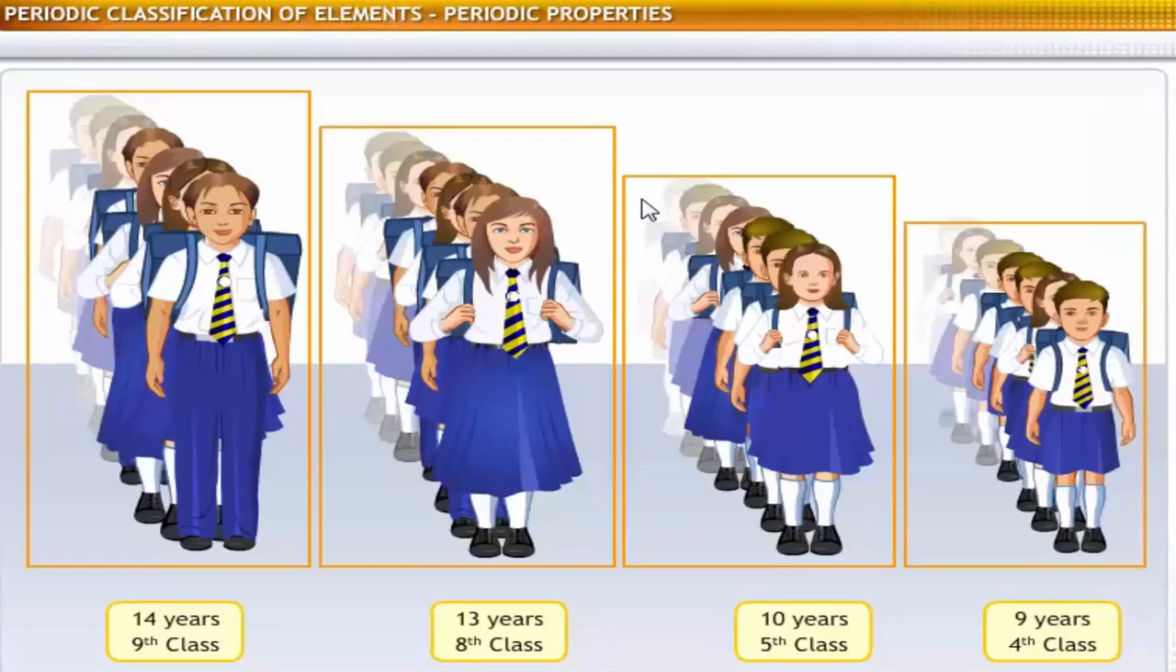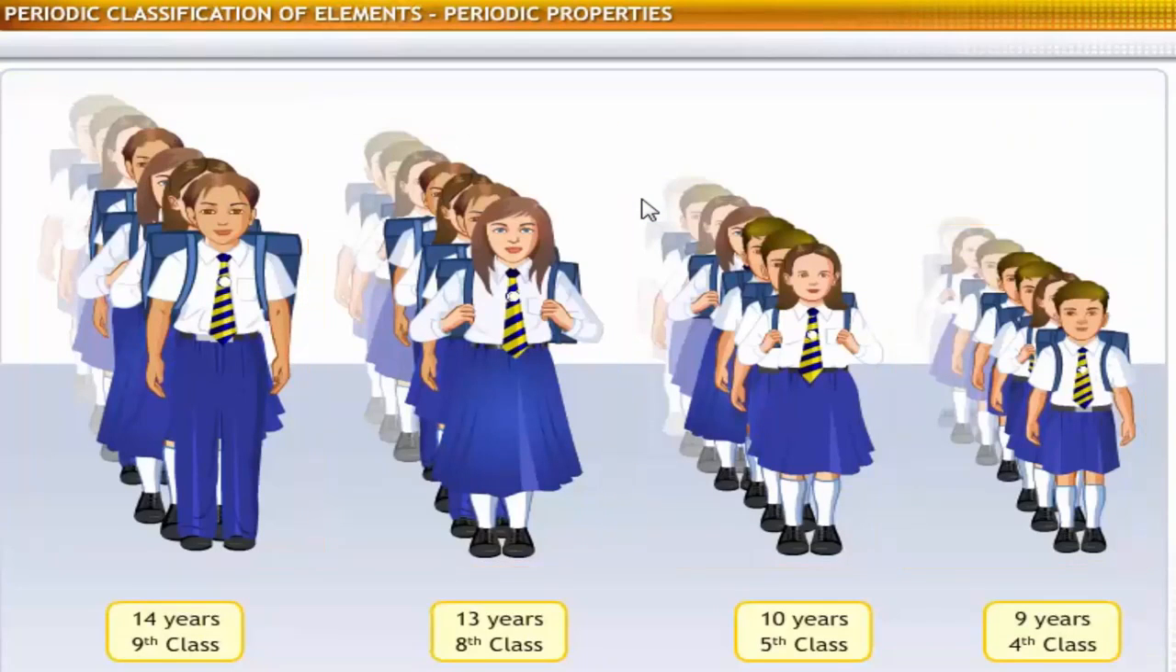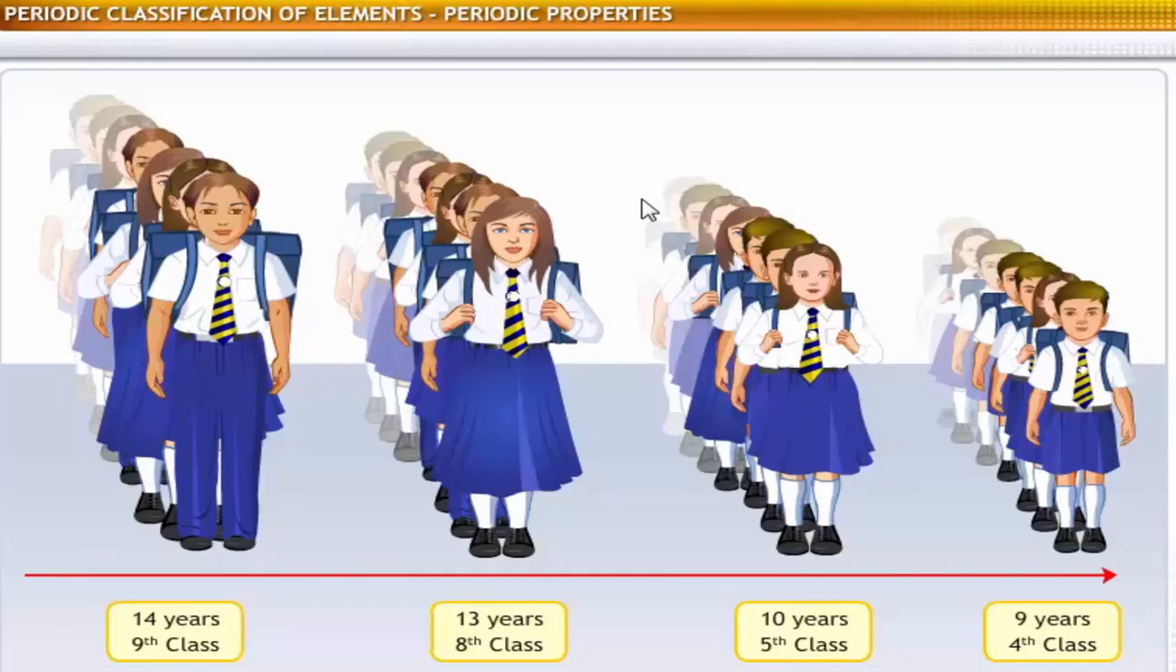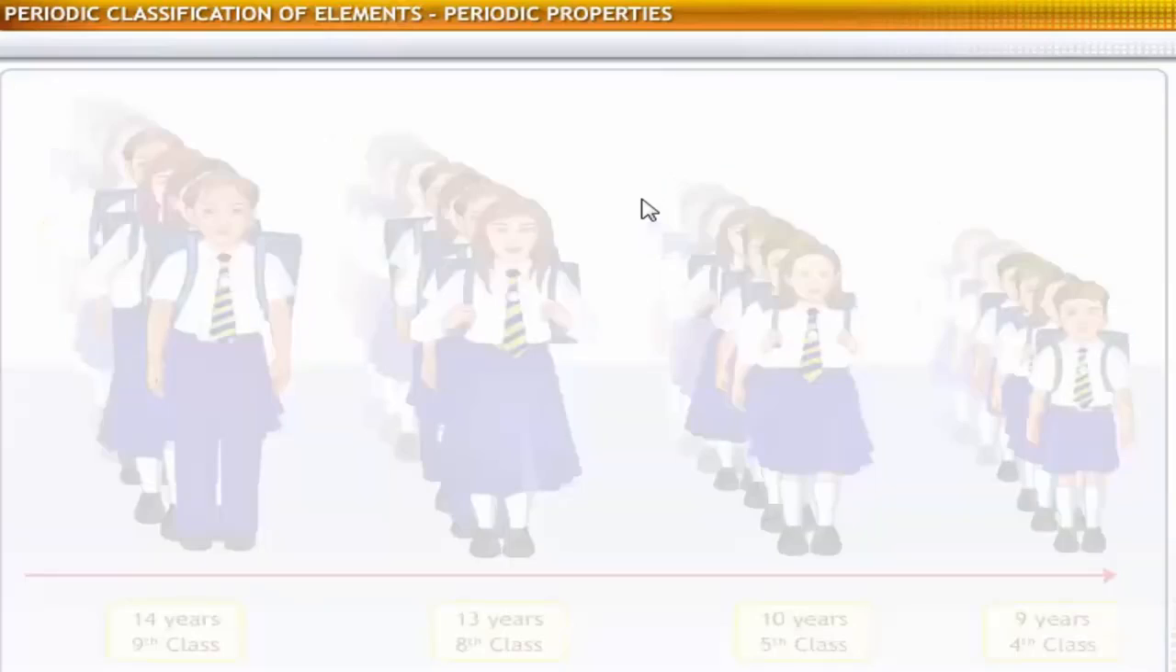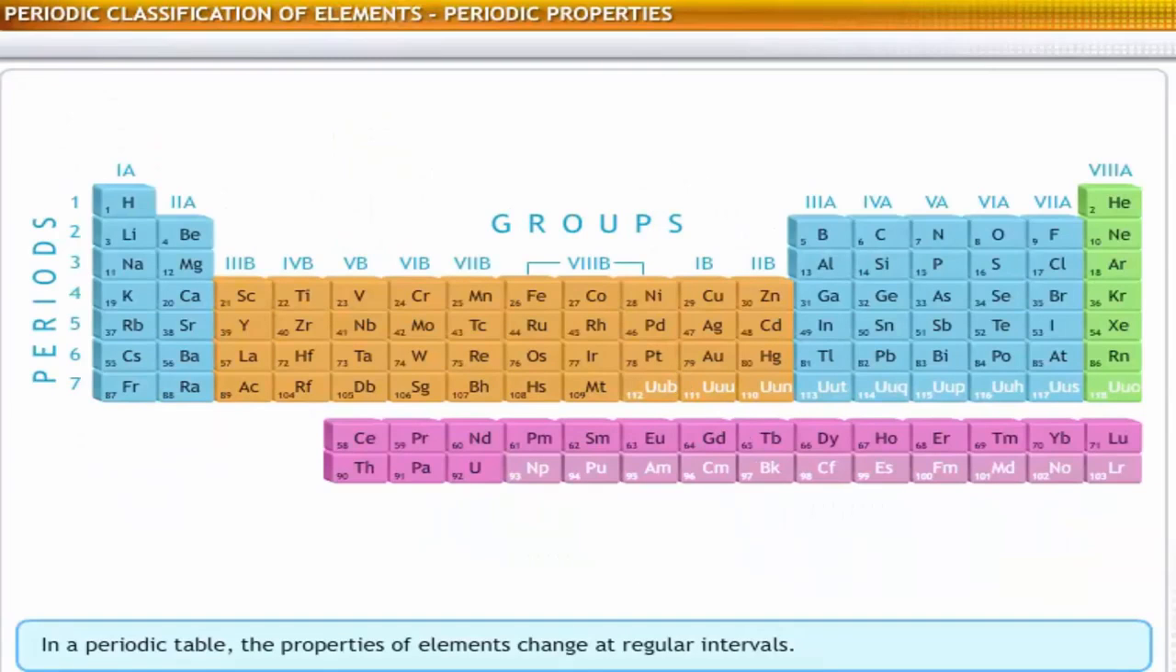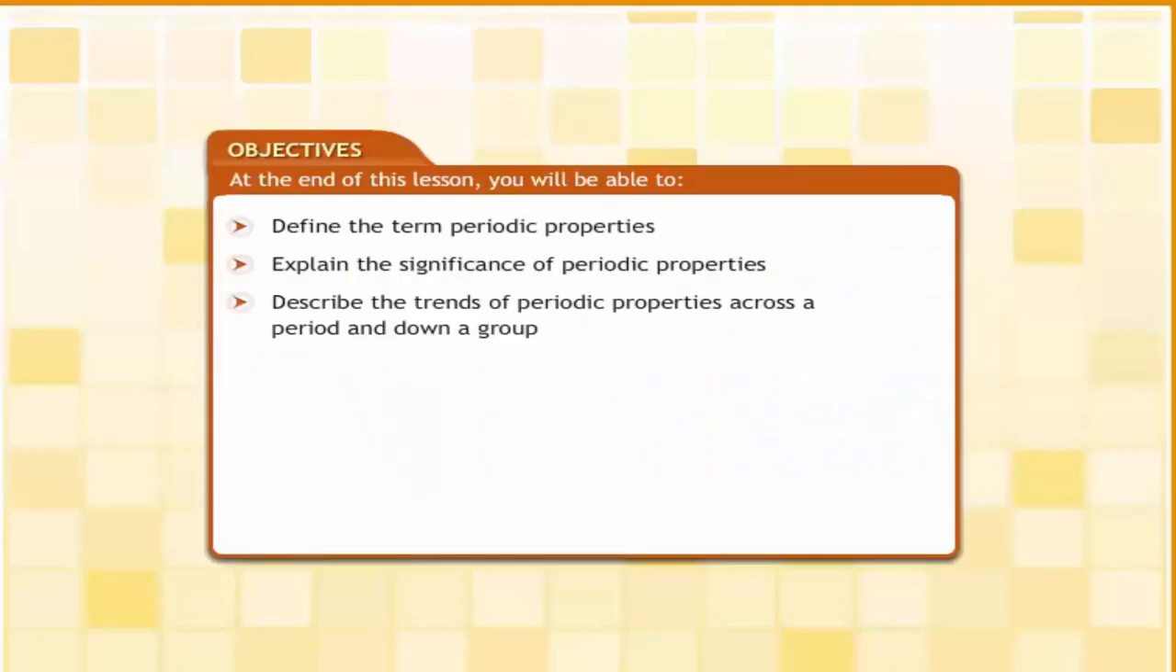You can see that in every column that represents a class, the height of the students increases from the front to the back. You also see a decrease in height from left to right in each row, which consists of students from different classes. A similar gradation is seen in the properties of elements in the periodic table. You can observe regular changes in the properties across periods as well as down groups. In this lesson, you will learn about periodic properties and the trends of periodic properties across a period and down a group.